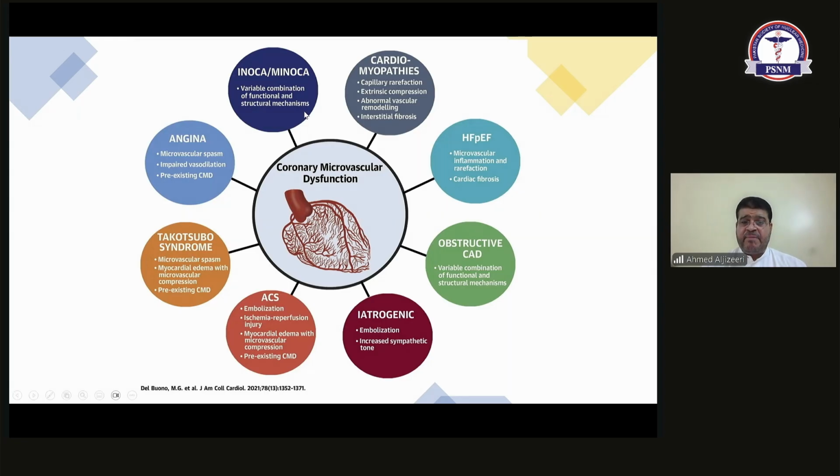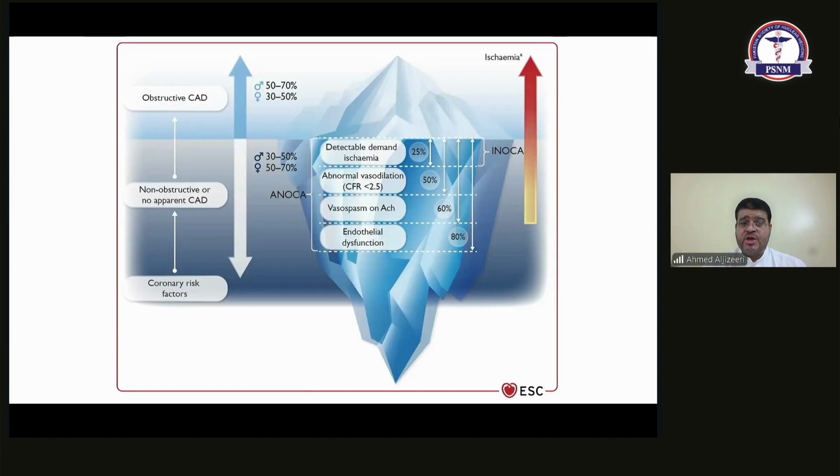It is the primary cause in the regular INOCA and MINOCA. It can be seen in cardiomyopathies, can be seen in HFpEF. It can be seen also in patients with obstructive coronary artery disease. It can be iatrogenic. It can lead to acute coronary syndrome. It can also be seen in Takotsubo syndrome, in addition to the classical angina that we see without obstructive coronary artery disease. So, in fact, we now know that only 50 to 70% of men have obstructive disease when they have pain, and the majority of women have no obstructive coronary artery disease.